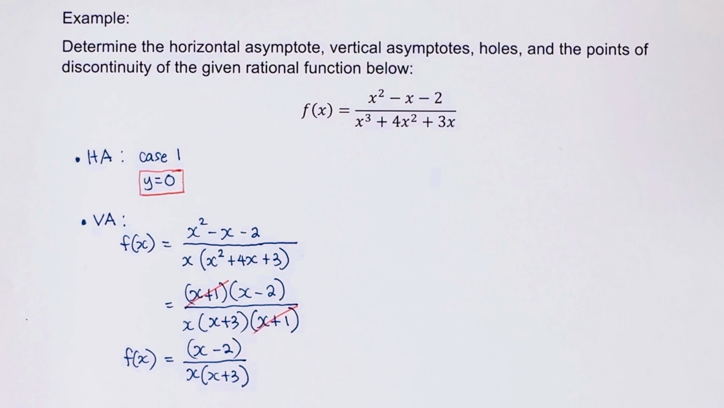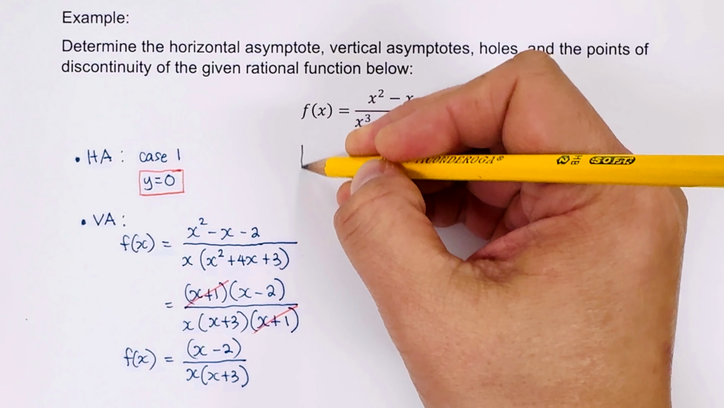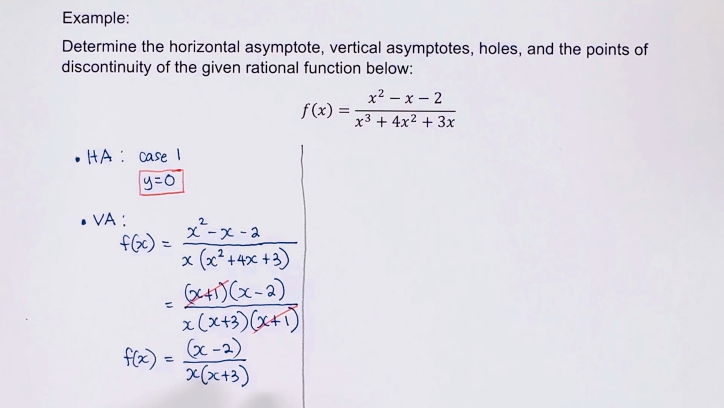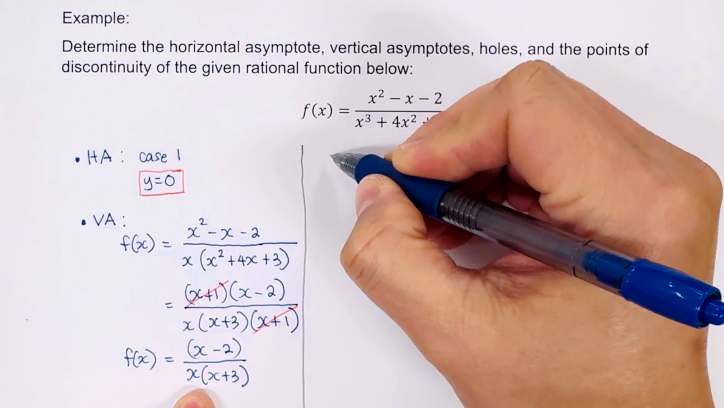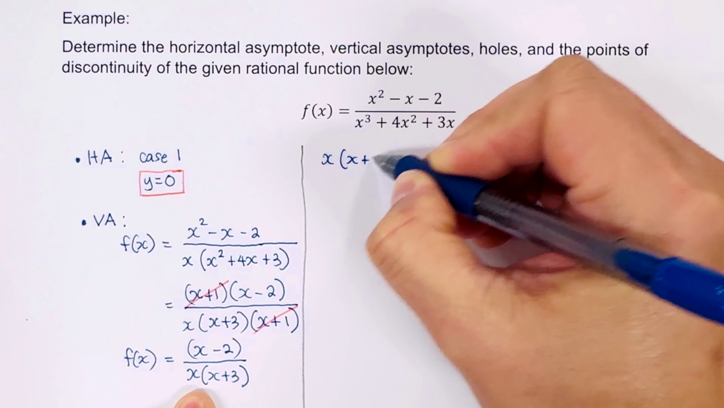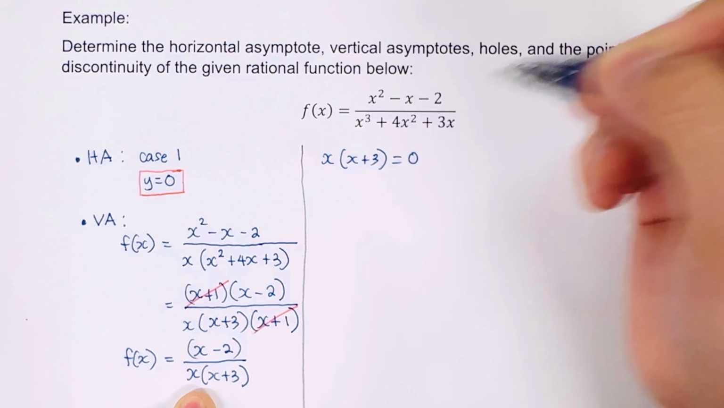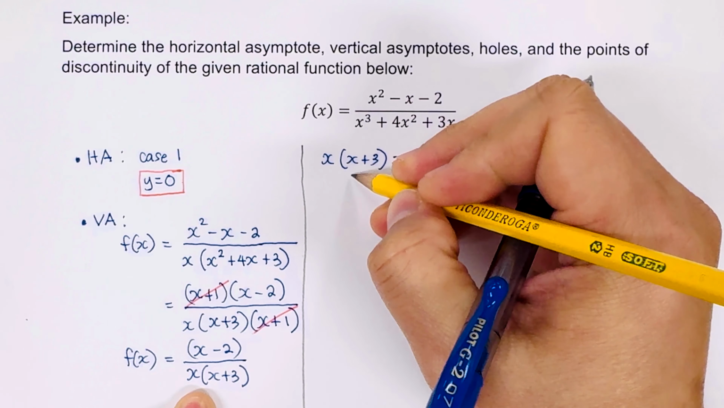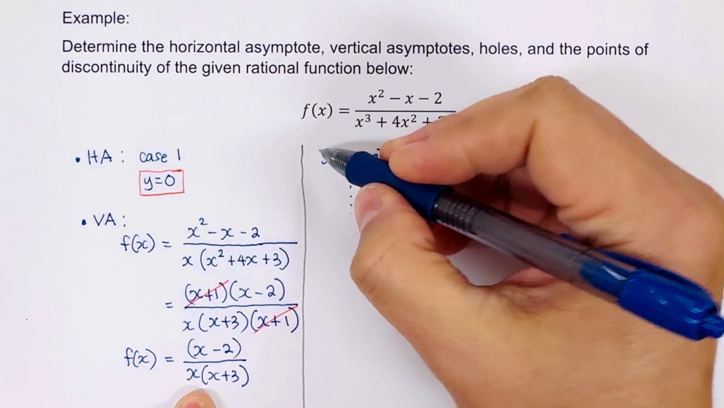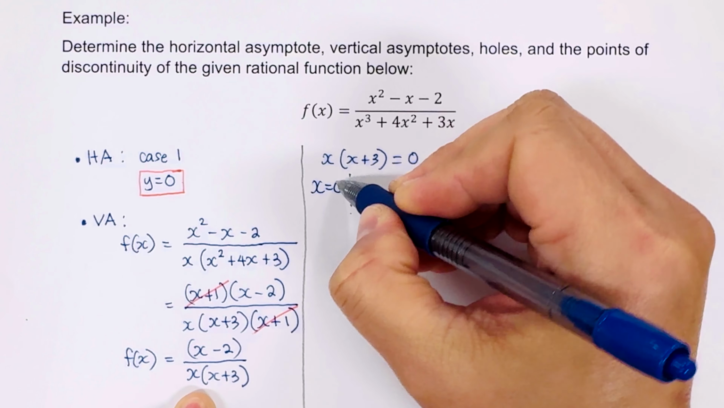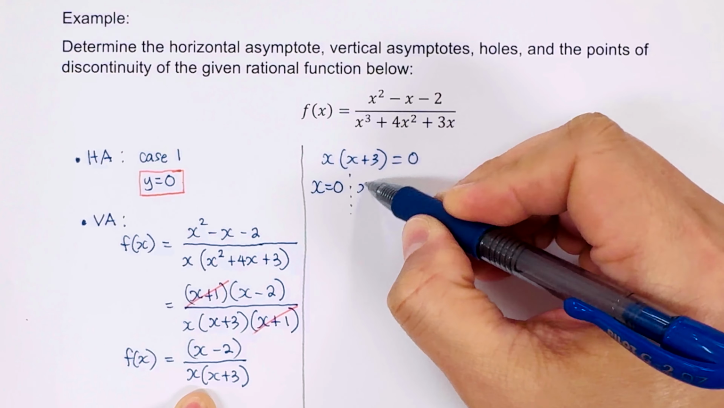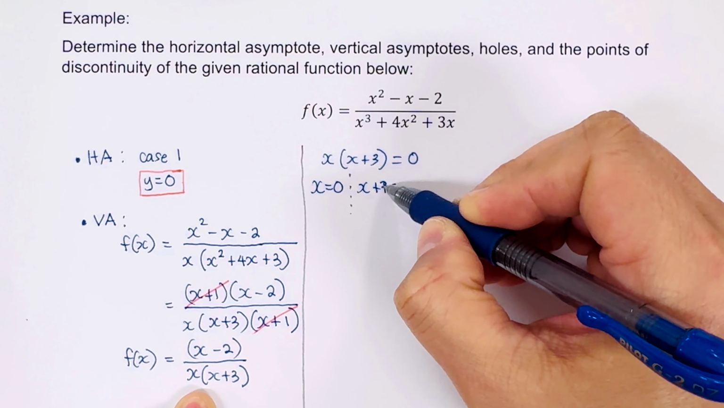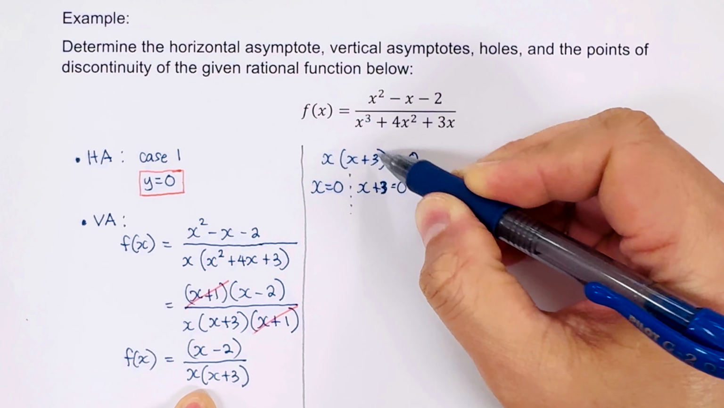To determine the vertical asymptote, we are going to set the denominator equal to 0. So I'm going to go ahead and write that up here. Setting this equal to 0, we have x times x plus 3 equals 0. Using the zero product property, the first x is equal to 0, and the other factor is x plus 3 equals 0. That's this one right here.